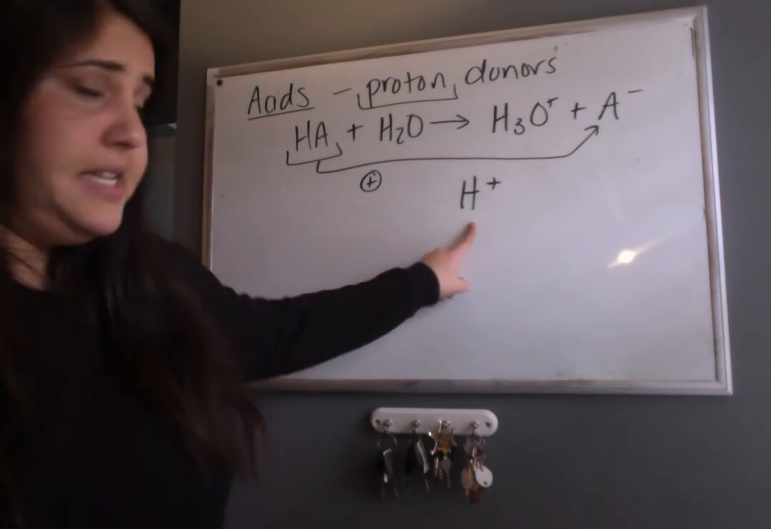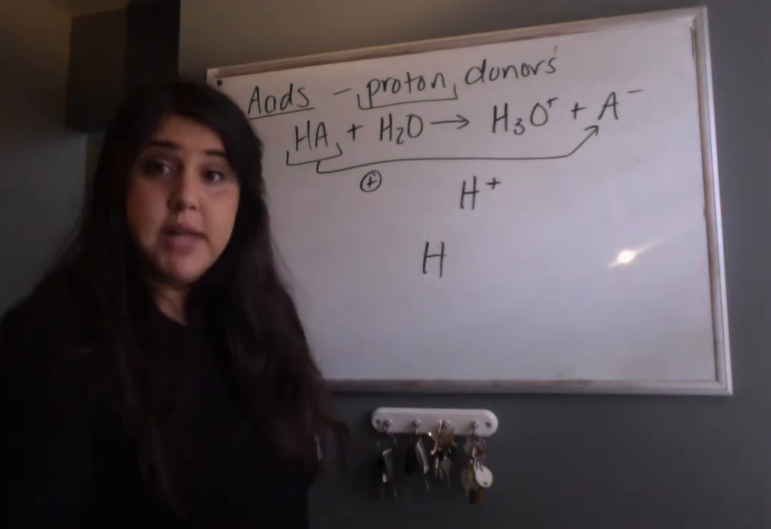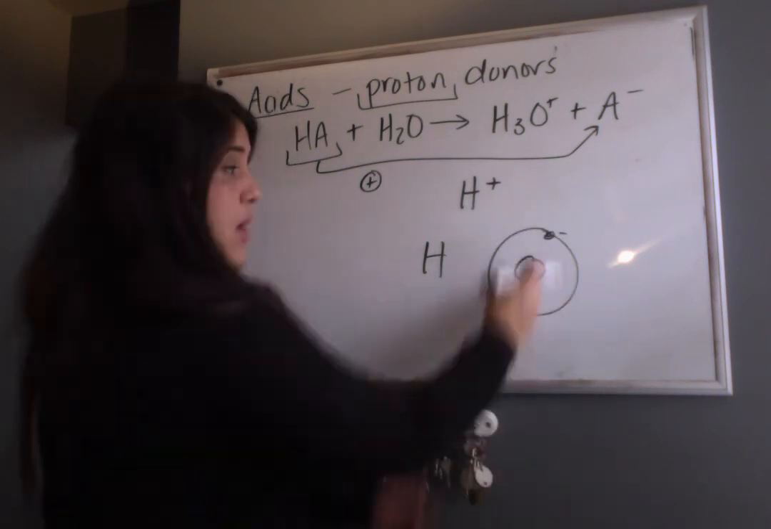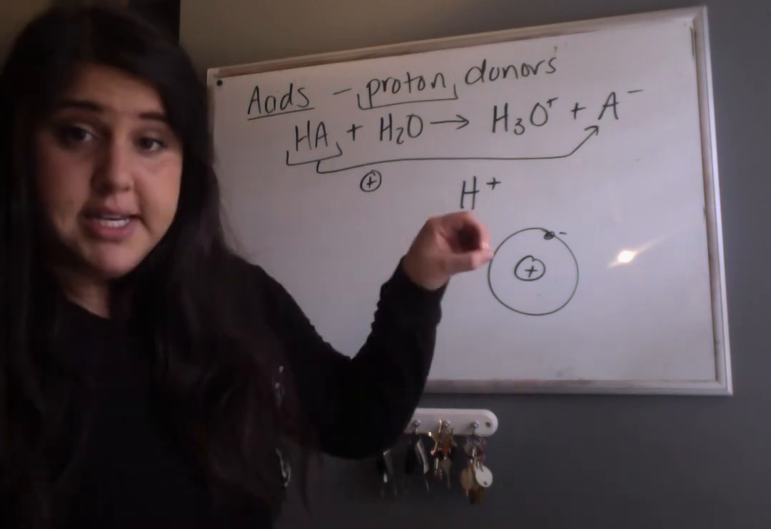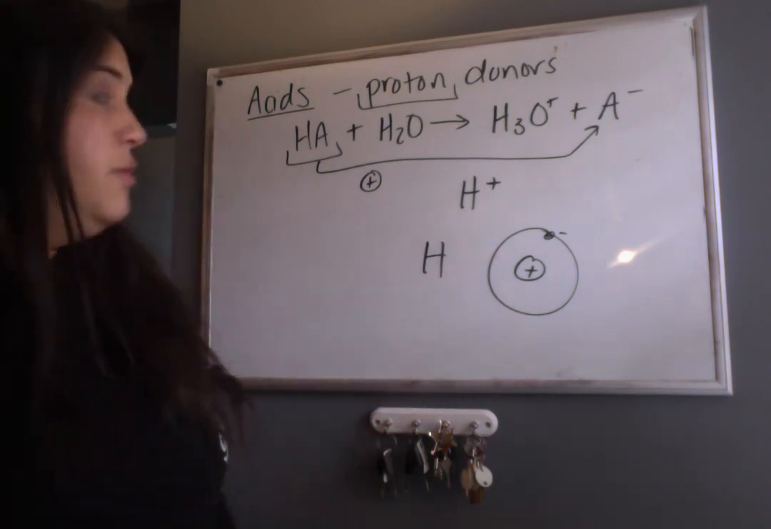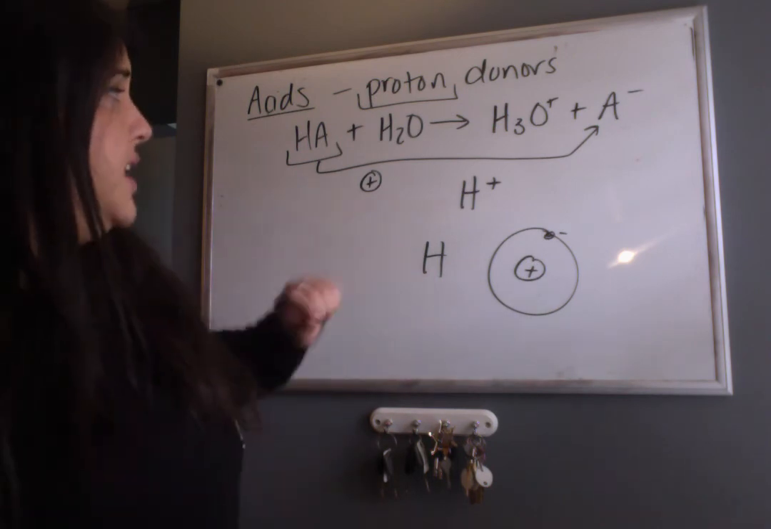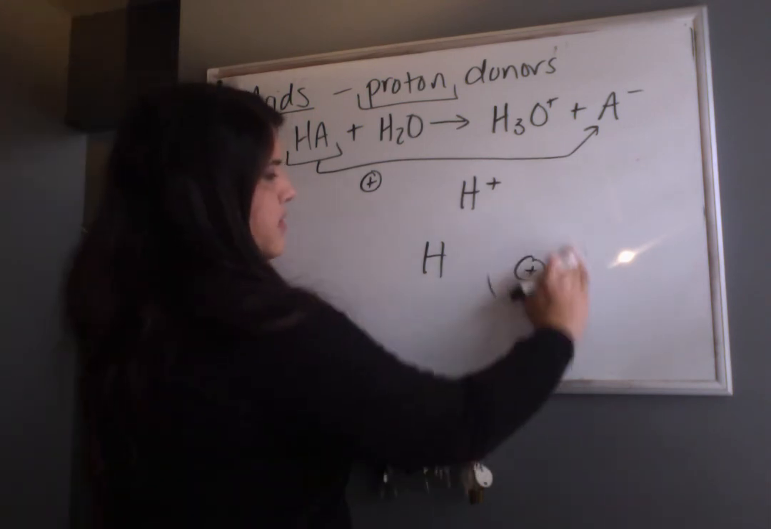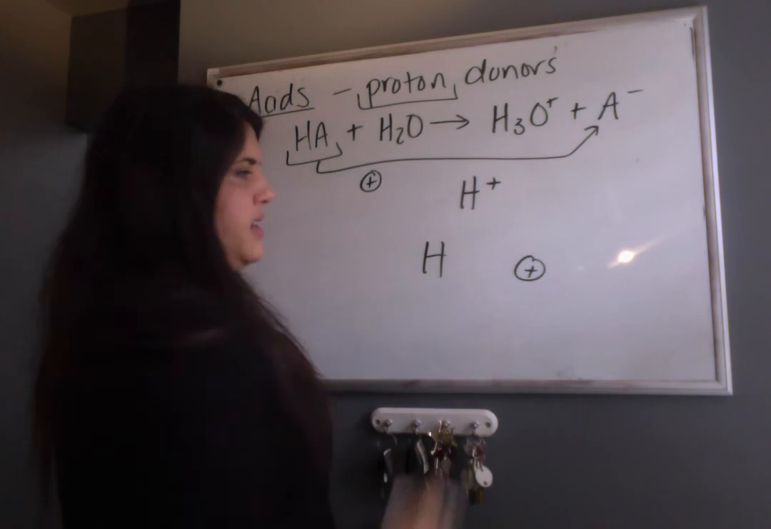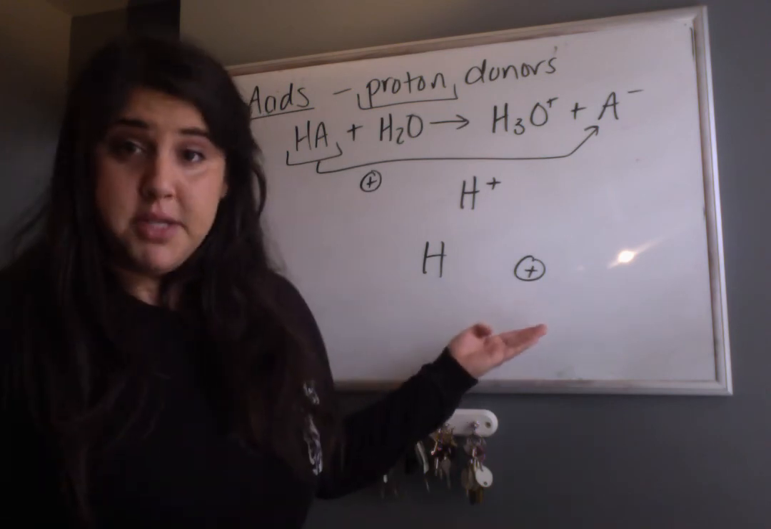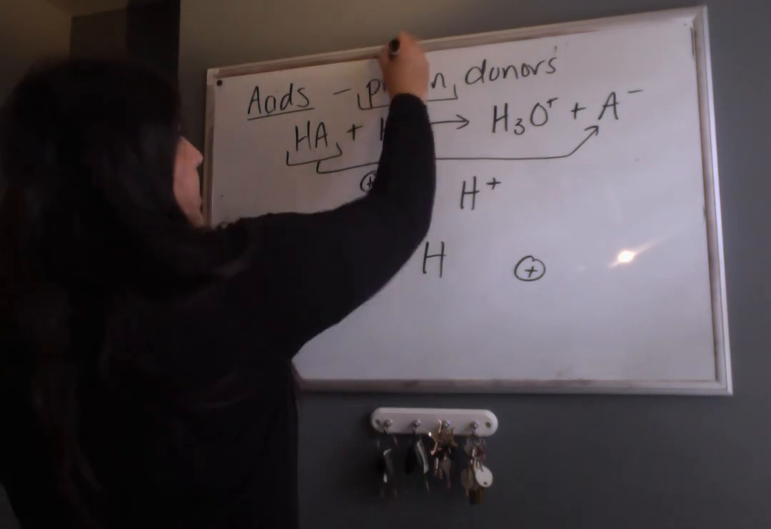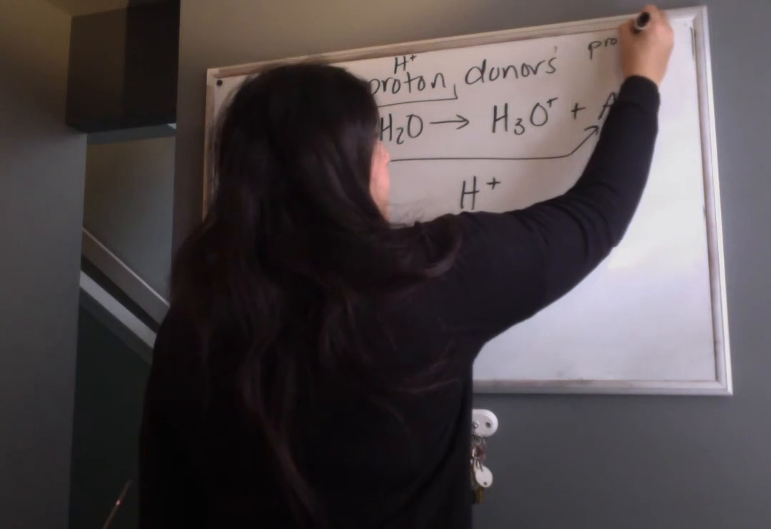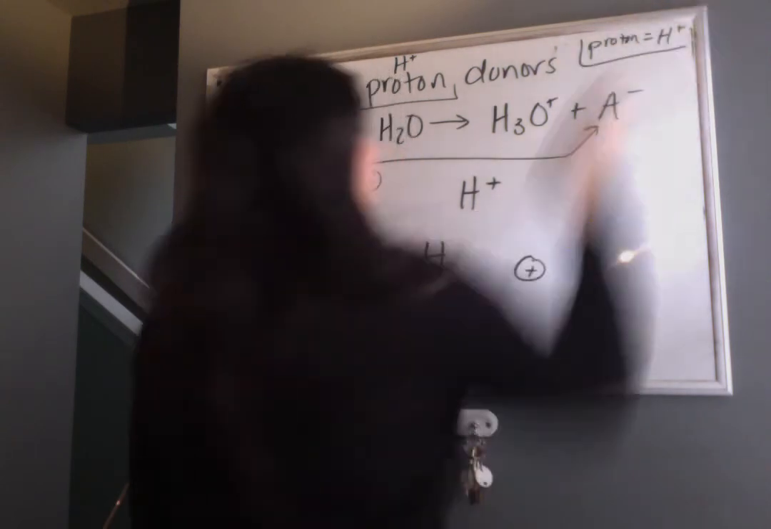Now let's look at what H plus is. If I look at H neutral, a neutral atom of hydrogen, I have one proton, one electron, and some number of neutrons. The most common number of neutrons is 0. So I'm looking at a normal neutral atom of hydrogen. H plus is when I take away an electron and I'm left with nothing but a proton. So when I talk about proton donors, all I'm really talking about is H plus. A proton is the same thing as H plus.